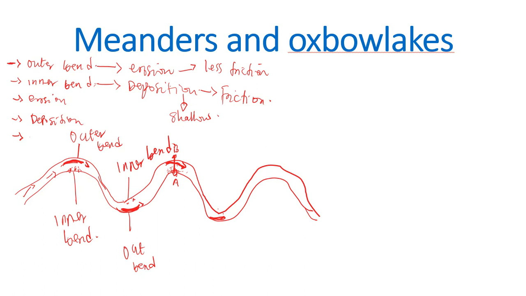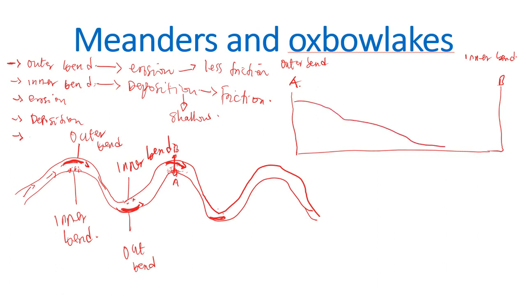So if we look at the cross profile, let me say here is A and here is B. Then if I start from the outer bend and I move to the inner bend, let me draw this as the channel between the two banks. So what we have is the water moving, you'll have something like this. This is outer, this is inner, because here there is deposition. So you expect that it will not be deep, it will be shallow. Then the water is flowing here.